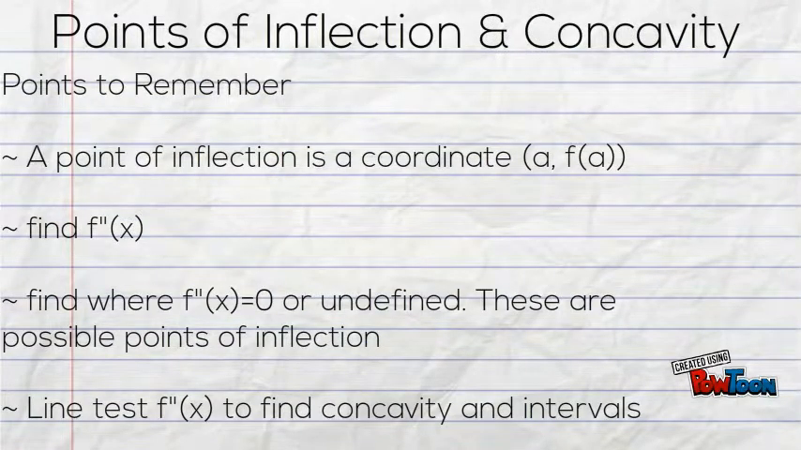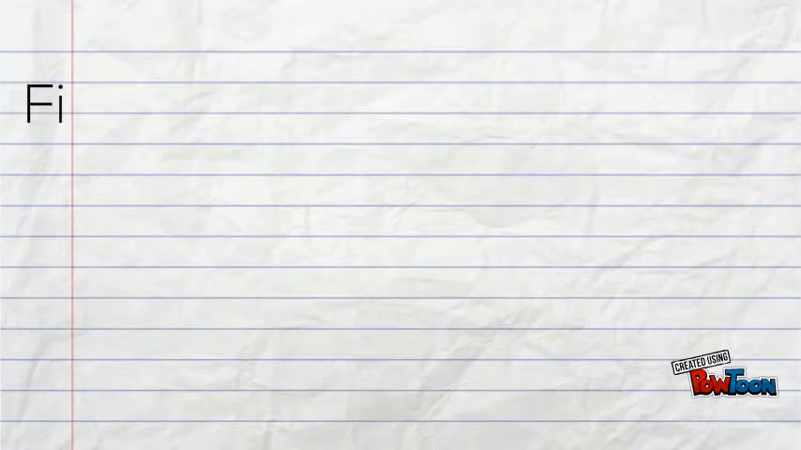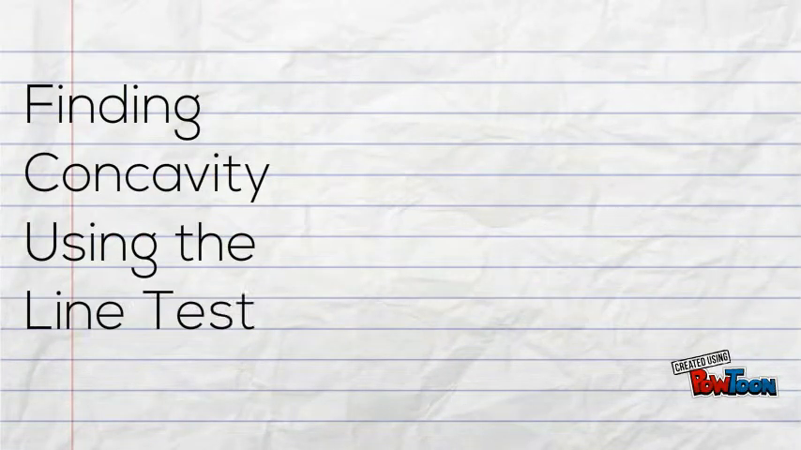For points of inflection and concavity, remember that a point of inflection is always a coordinate in the form of a, f of a. You want to find the second derivative for f of x, and again, where this equals 0 or is undefined. Finally, use the line test to find concavity and intervals.